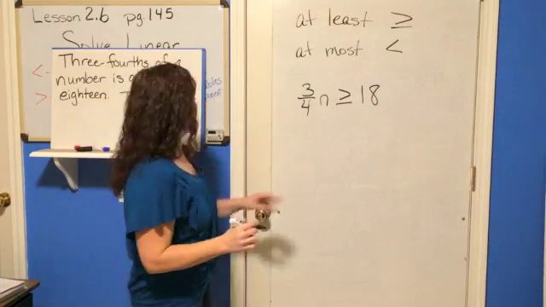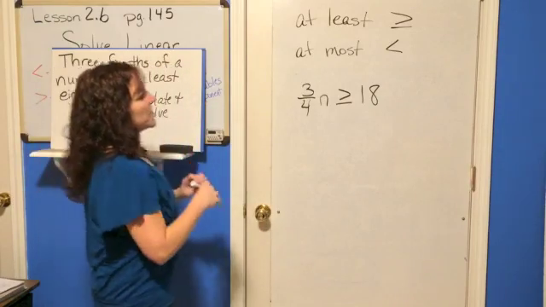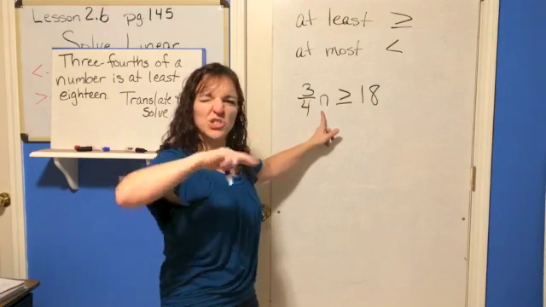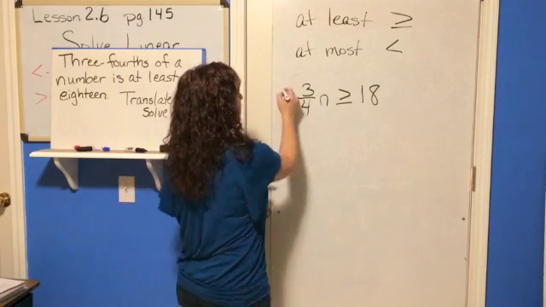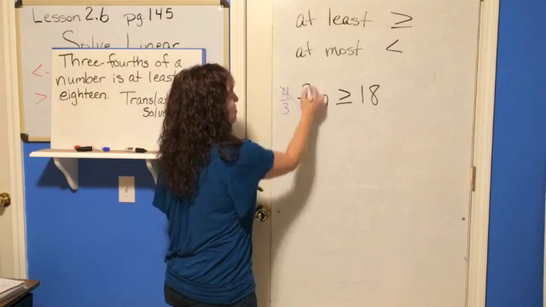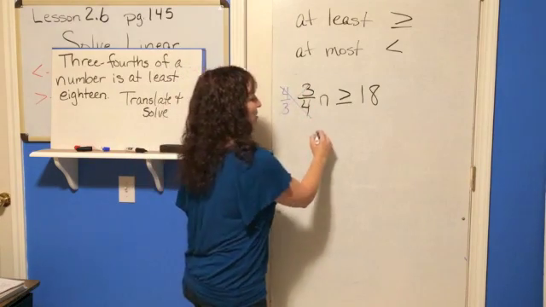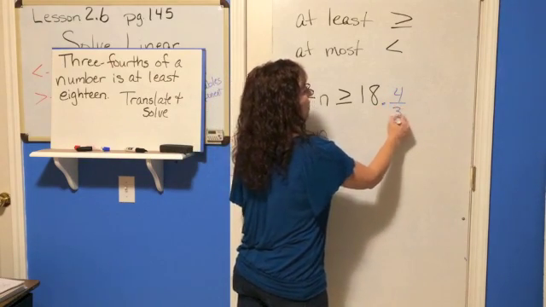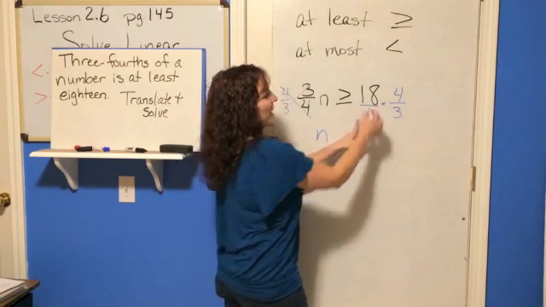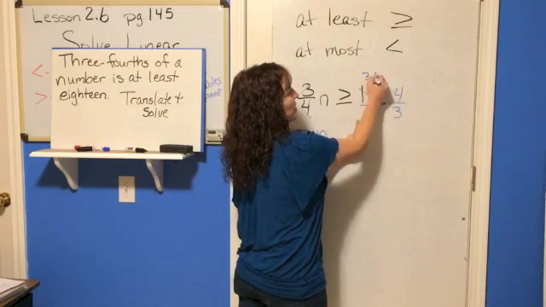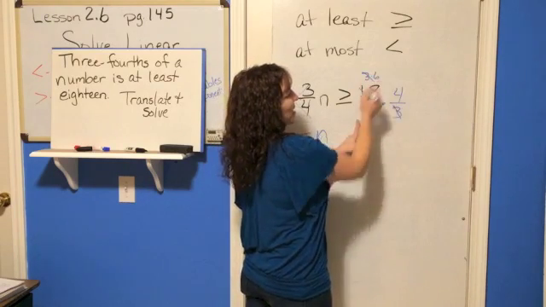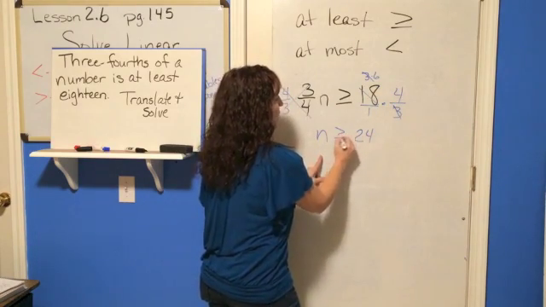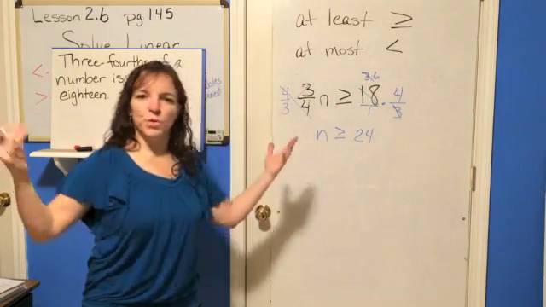So now to solve this, we simply divide by what they multiplied by. And remember, if you divide by a fraction, you just flip it and multiply. Because if you flip this and say 4/3, zip, zip, now all of a sudden we just have n left. We did that on this side, so we multiply by 4/3 on this side. And 18, remember, is 3 times 6. So our 3's can cancel. And 6 times 4 is 24. So n is greater than or equal to 24.